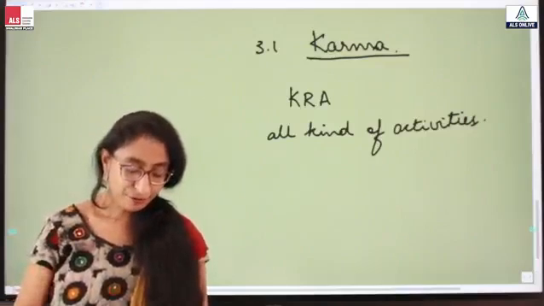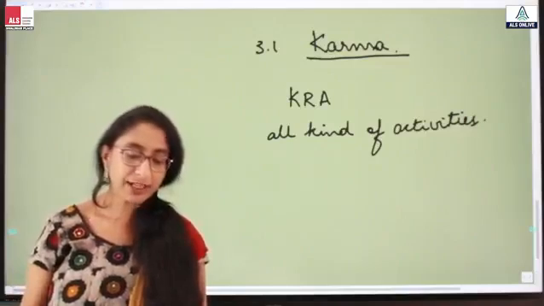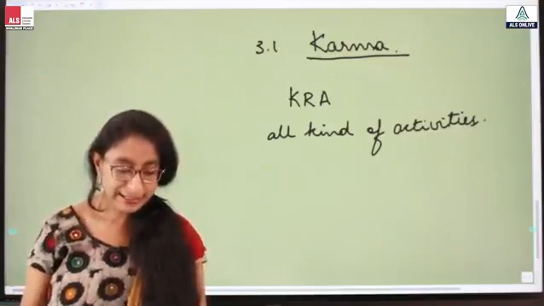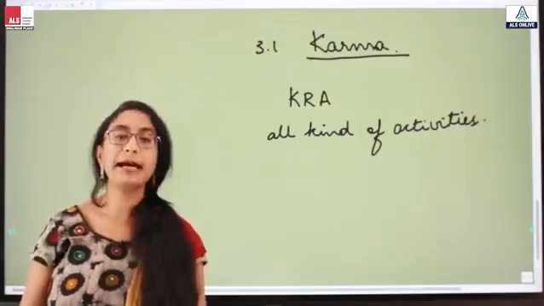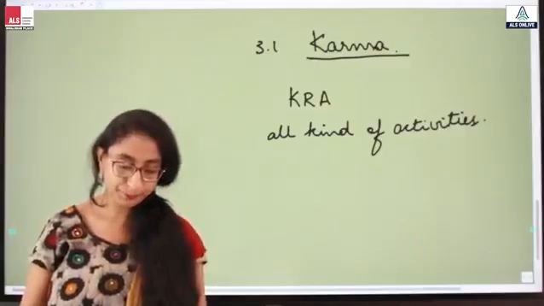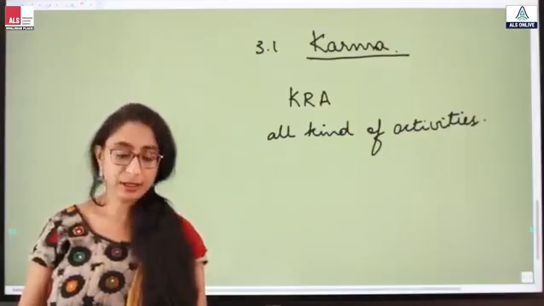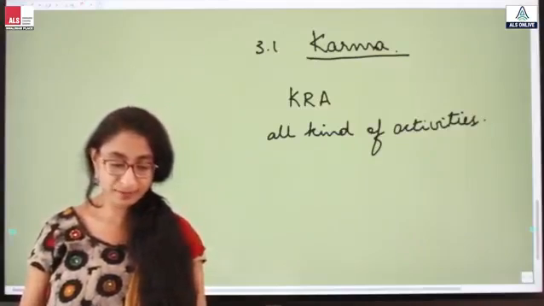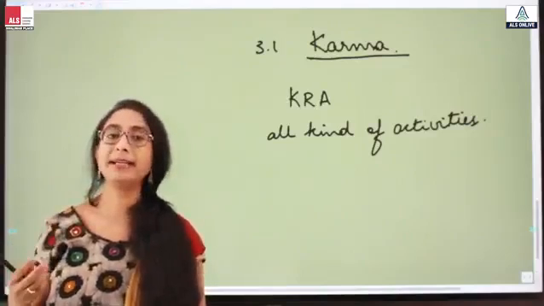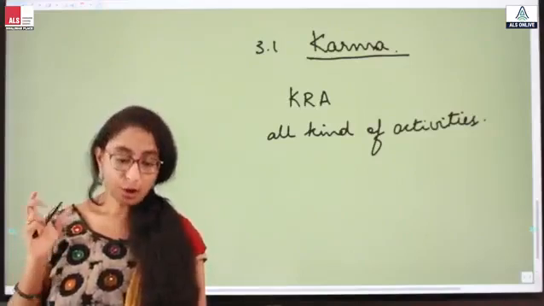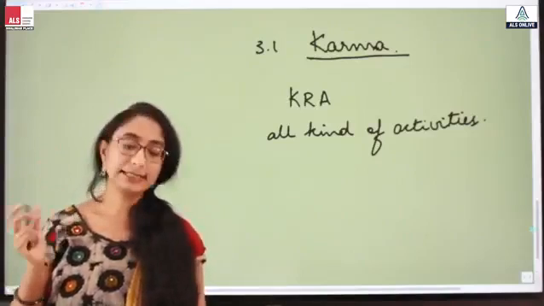Then we have karma divided into 4 parts, that is sanchita karma, prarabdha karma, kriyamana karma and agami karma. Sanchita karma is the sum total of all the karma in our previous lifetimes. So in our previous many births, the sum of all the good and bad deeds we have done is the sanchita karma.